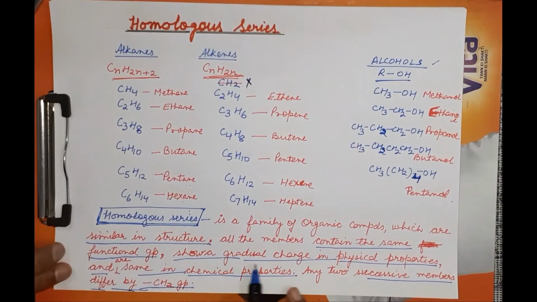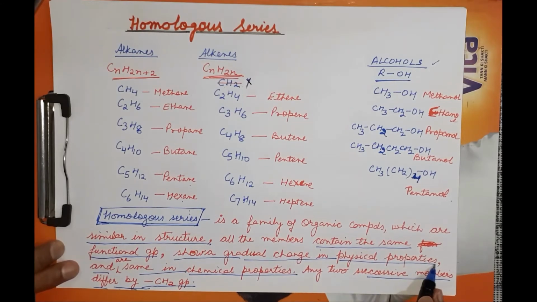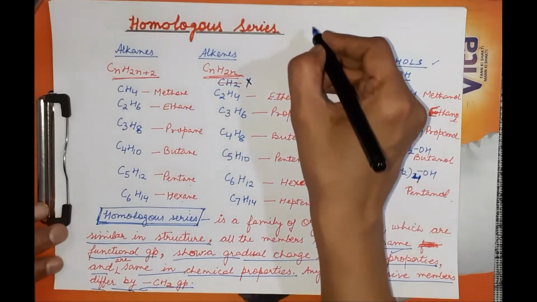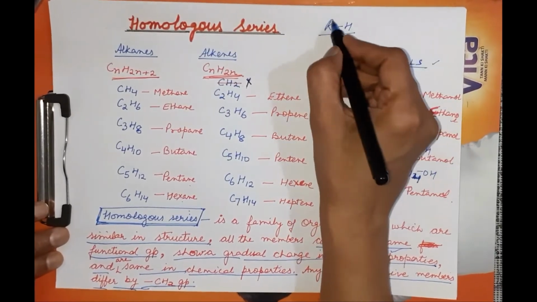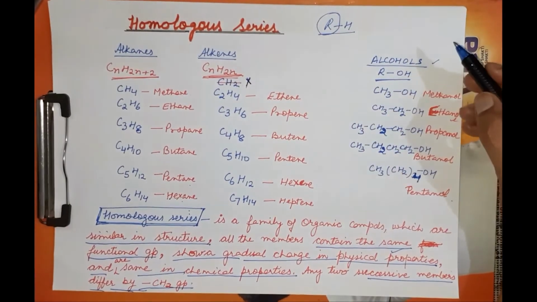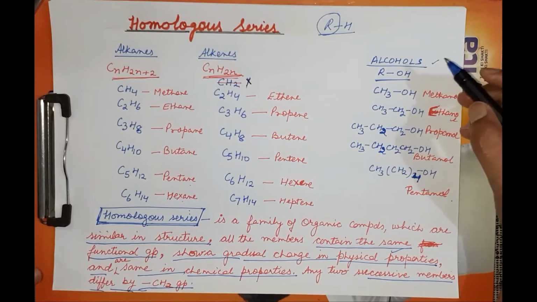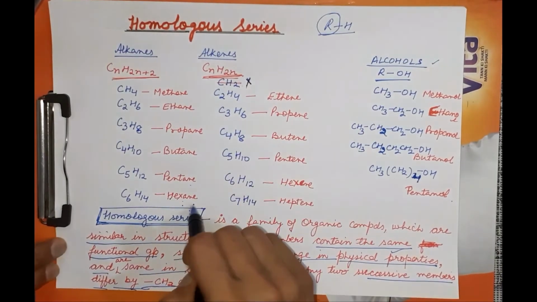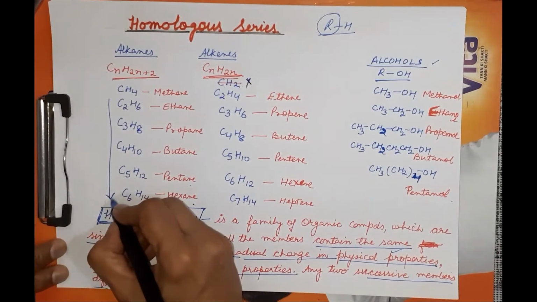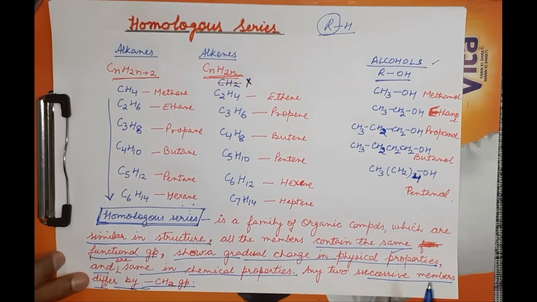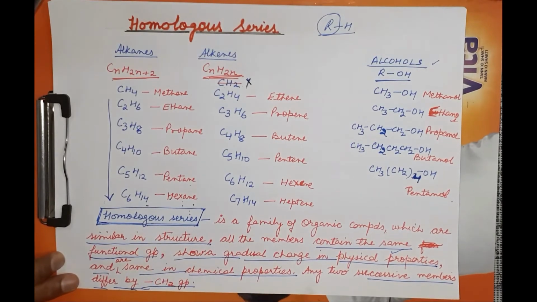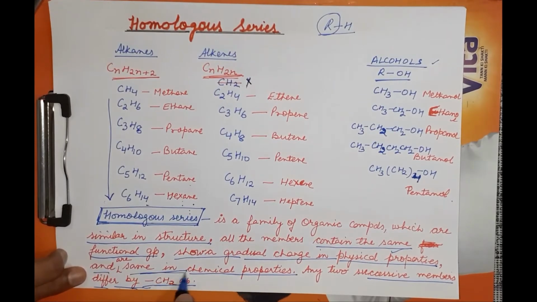The next point is that they show a gradual change in physical properties. As I discussed in my earlier video, there are two parts in an organic compound, R and H. The alkyl part is responsible for all the physical properties. When we move from top to bottom in a homologous series, we will see a gradual change in the physical properties because the molecular mass is increasing. So there will be a gradual increase in the melting point, the boiling point and other physical properties. But they are the same in chemical properties.